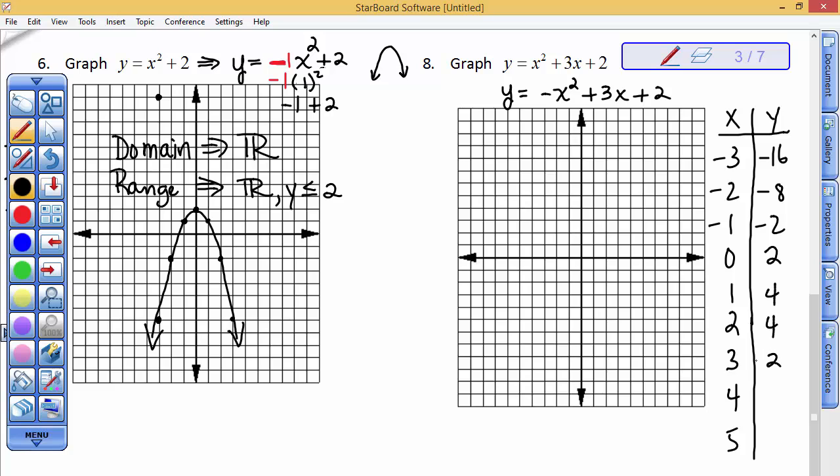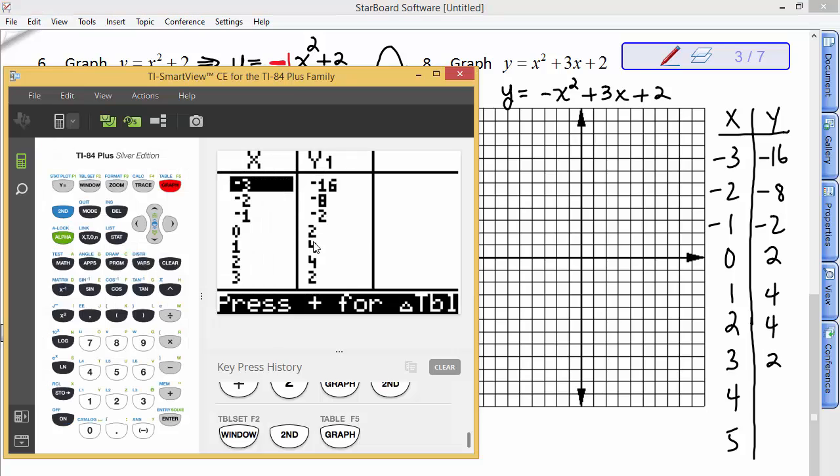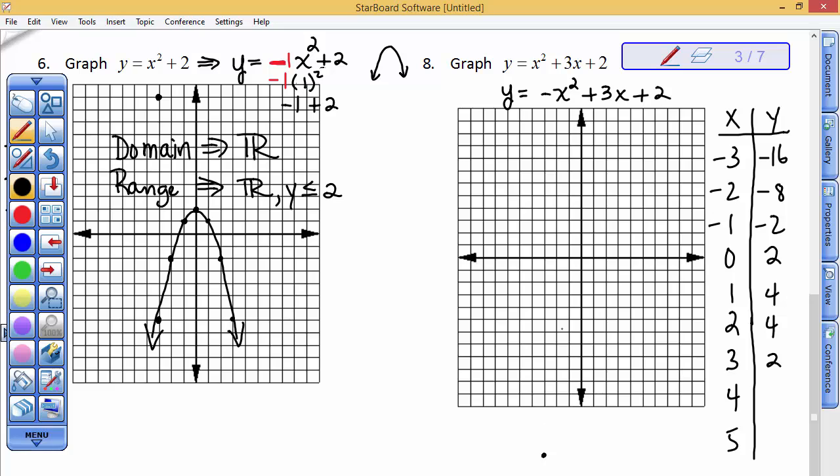Again, let's plot some of those points. So when I go to the left 3 and down, boy, I can't remember, 1, 2, 3, 4, 5, 6, 7, 8, 9, 10, 11, 12. So to the left 3, down 12, down 16 would be about right there. To the left 2, down 8. 1, 2, 3, 4, 5, 6, 7, 8. To the left 1, down 2. X is 0, y is 2. X is 1, y is 4. X is 2, y is 4. X is 3, y is 2.